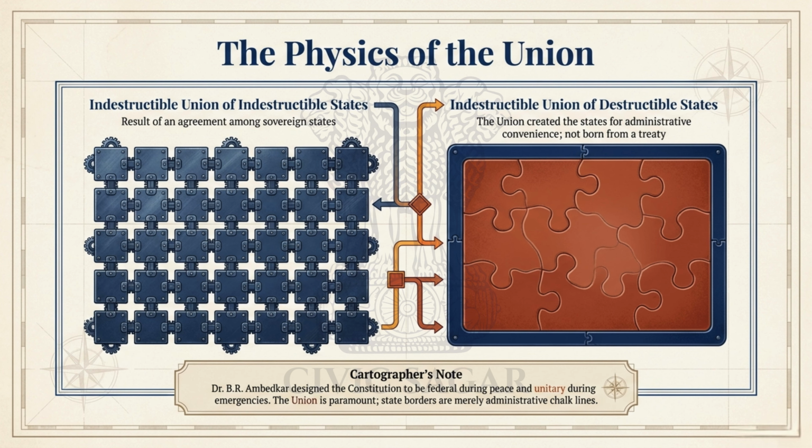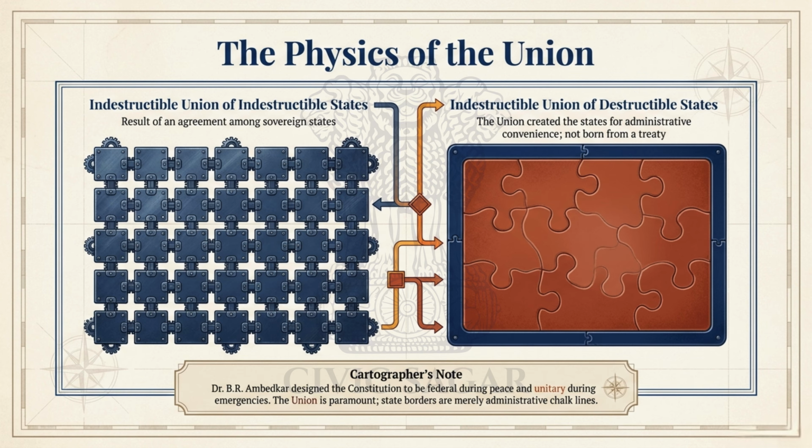Our constitutional structure is fundamentally unique, defined by two distinct concepts. First, we must distinguish between an indestructible union of indestructible states, which typically results from an agreement among sovereign states, and the reality of India. India is an indestructible union of destructible states. This means the union was created for administrative convenience, and the states were not born from a historical treaty.